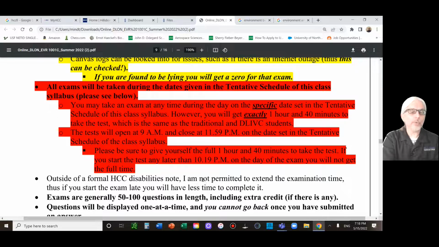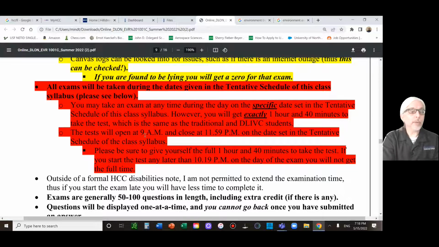So make sure you start it before 10:19 p.m. to get the full hour and 40 minutes. But within 9 a.m. and 11:59 p.m., start it whenever you like. Heaven forbid you start it at 11:58 p.m. You gave yourself exactly 1 minute for the test. Don't do that.